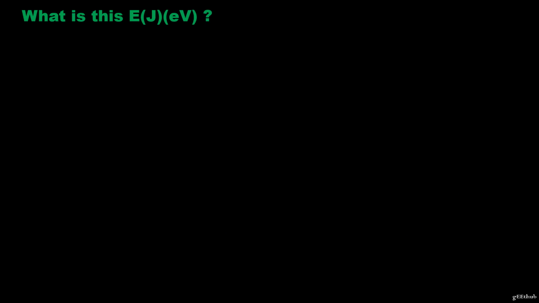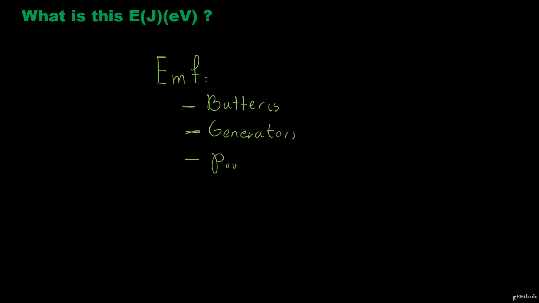What is this energy source that provides energy to the valence band electrons, knocks them to the conduction band, and creates free moving electrons? In circuits, this is done by EMFs, electromotive forces. And examples of EMFs are batteries, generators, and power supplies.